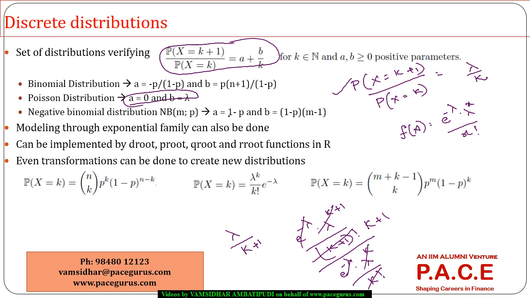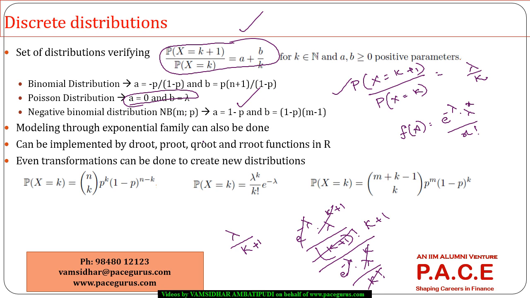Now, all the kinds of distributions which can verify this kind of formula, we call them discrete distributions. The same logic goes with negative binomial and other discrete distributions as well.